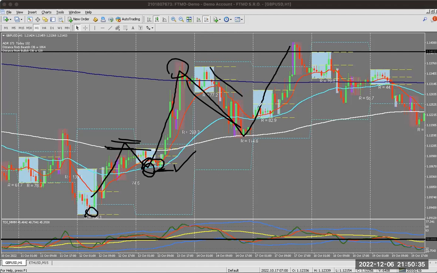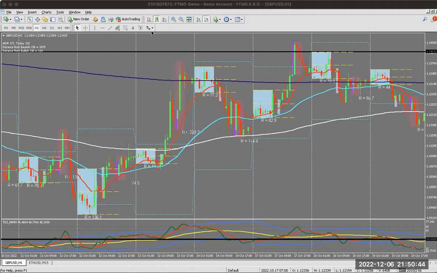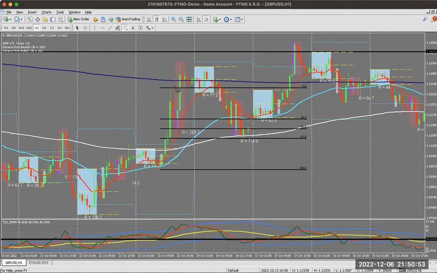Then same thing will apply for this particular move going up. It started here, then it went to break this one. So let's see if we can apply our fib there. So you come, you hit your fib. Now you are measuring in an uptrend. So you start from the bottom going up.